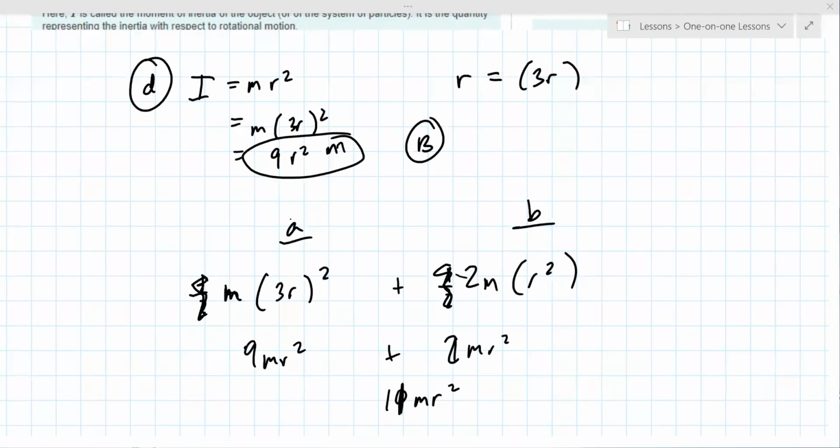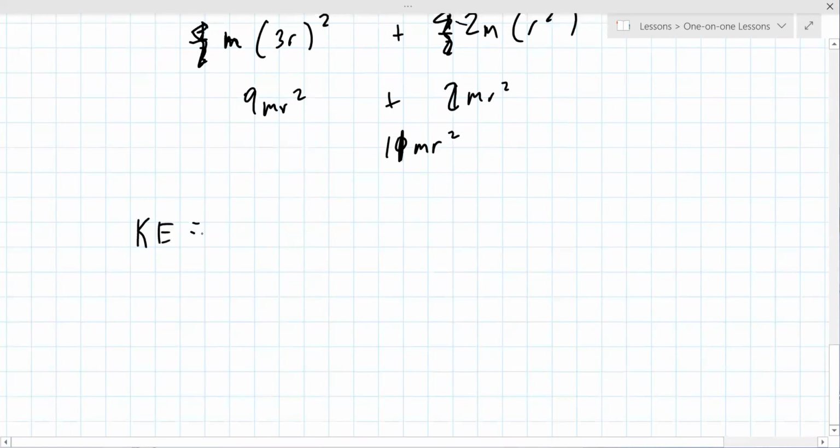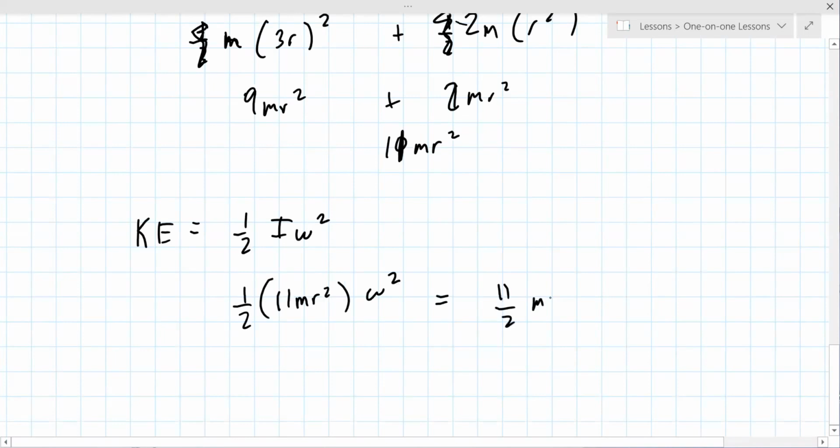Okay, so the kinetic energy is 1/2 I W squared. And we just found I is 11 mr squared. So it's 1/2 times 11 mr squared W squared. And we have everything. So I think you can just write 11 over 2 mr squared W squared. Those are the 3 allowable variables. Sounds good.